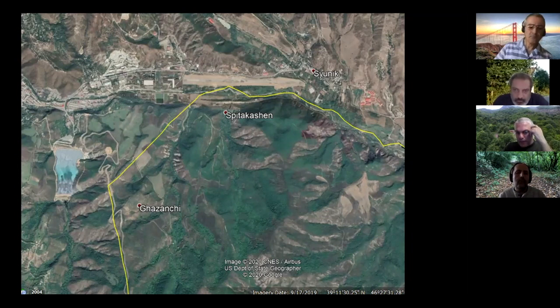Now, if we go back to the way everything happened and the way everything was announced, we know today that the admin maps of the Soviet Union are being used as the international boundaries.